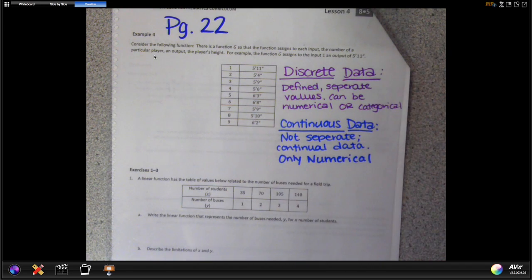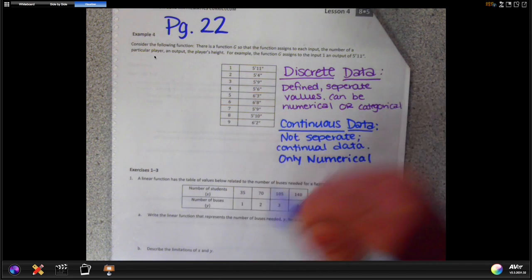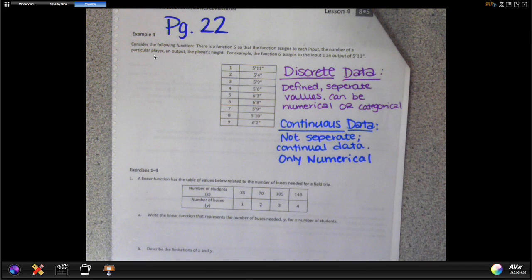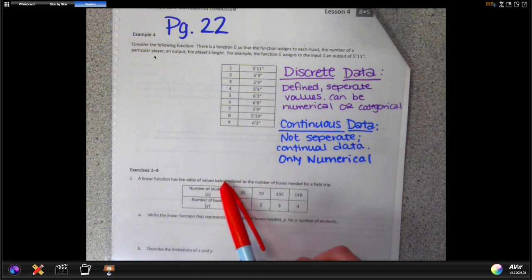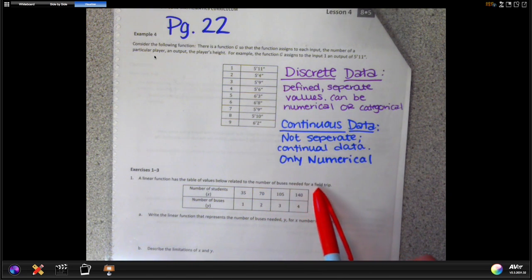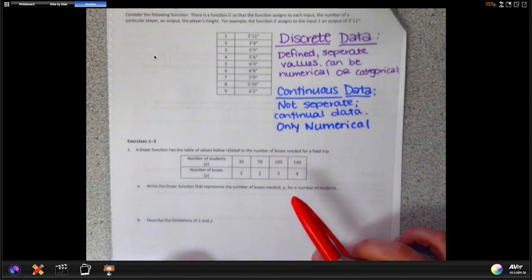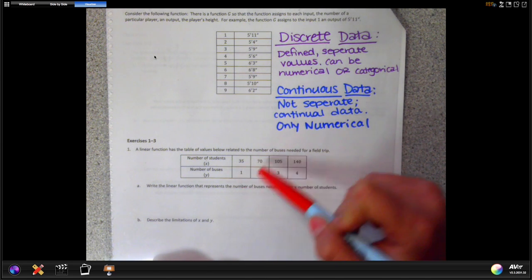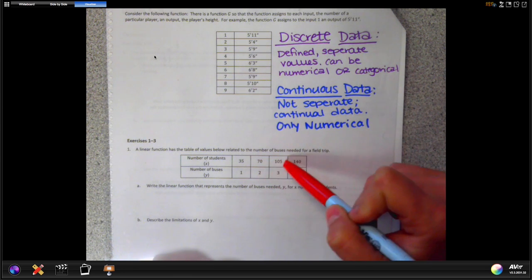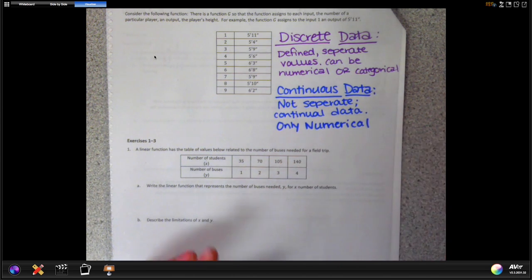So on page 22, we're actually, for the video, only going to go through exercise 1. We can go through more together at lunch or before school if you still don't understand. So what we want to talk about here is exercise 1, where it says a linear function has the table of values below related to the number of buses needed for a field trip. So it says number of students is 35. If you have 35 students, you need 1 bus. If you have 70 students, you need 2, 105, 3, 144, and it goes on.